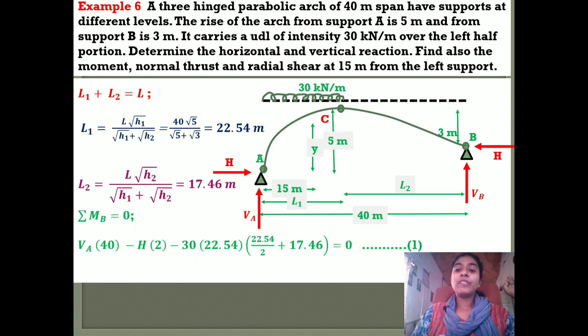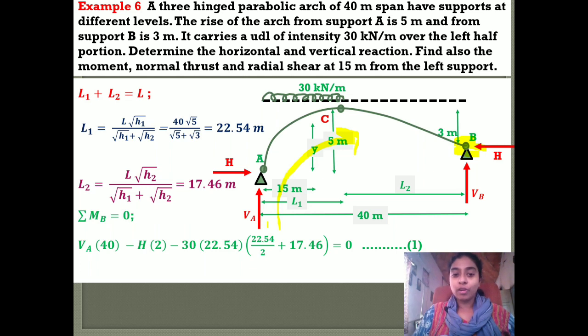Now we will apply the equilibrium equations. Sigma MB is equal to 0. We will take the hinge B. You can take either hinge A or hinge B. So when taking hinge B, I have considered B first. So sigma MB, moment at B is equal to 0. So clockwise is taken as positive. So VA, the left clockwise, is positive.